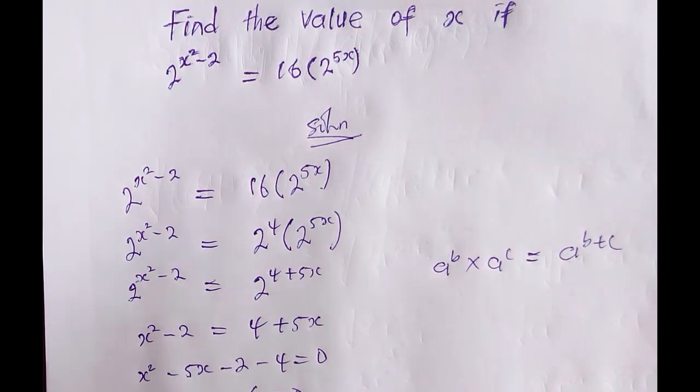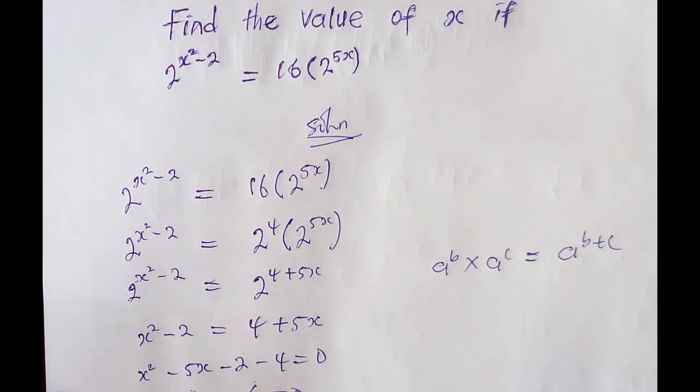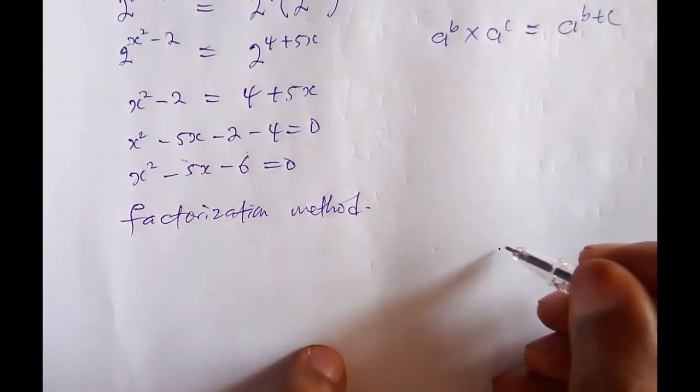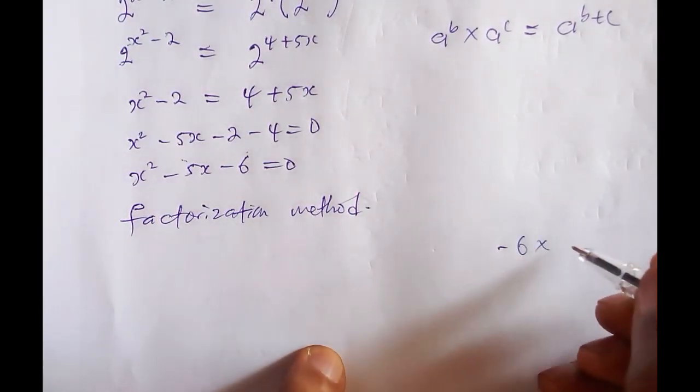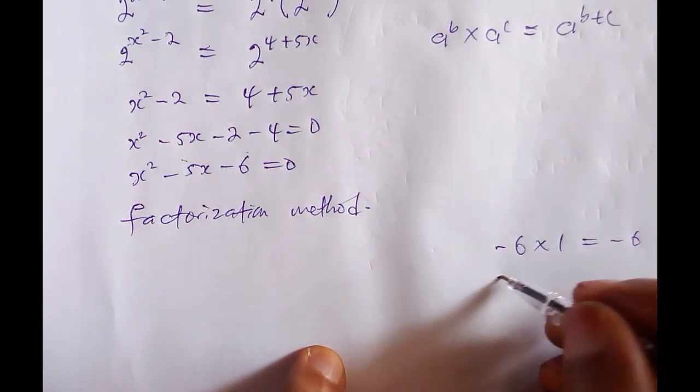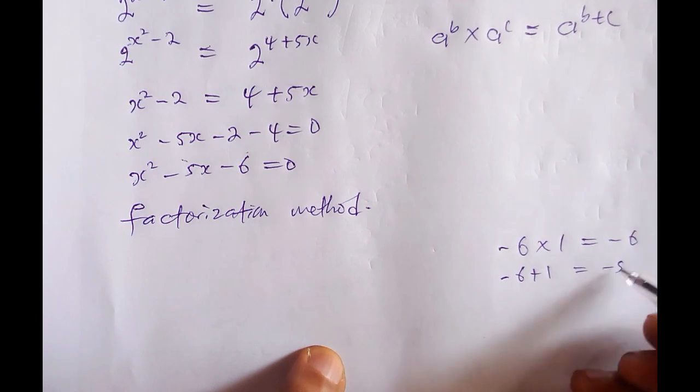So using the factorization method, we are going to look for two factors that when we multiply give us minus 6, but when we add give us minus 5. The factors are minus 6 and 1. If we multiply them, it gives us minus 6. When we add them, minus 6 plus 1 gives us minus 5.